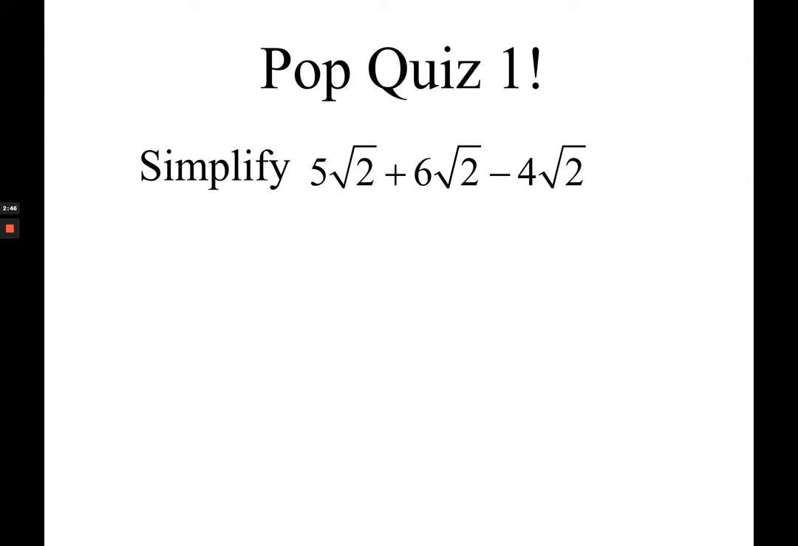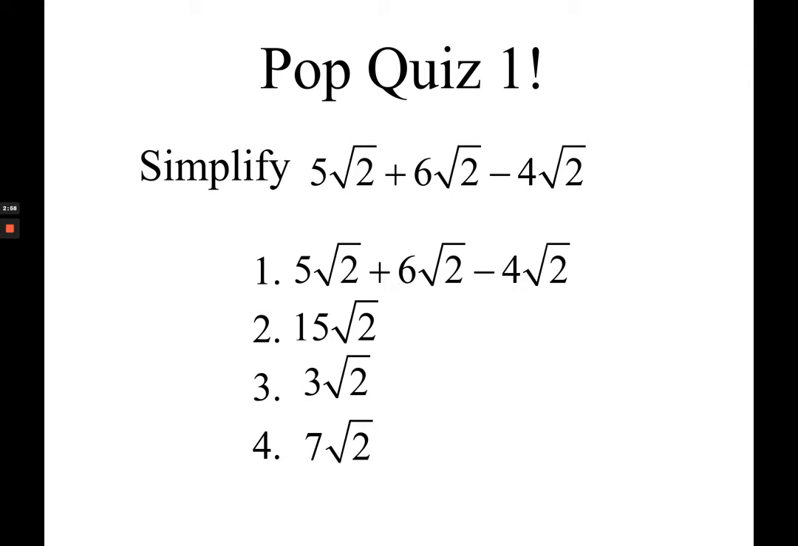Let's have your pop quiz. What is the result when you simplify 5 square root of 2 plus 6 square root of 2 minus 4 square root of 2? Here are your choices. And the correct answer is number 4. You have 5 plus 6 is 11. 11 minus 4 is 7. Number 4 is the correct answer.